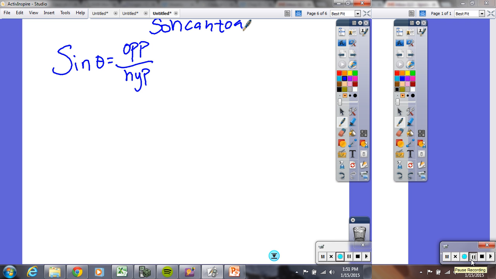Many different ways, just SOHCAHTOA. Sine is opposite over hypotenuse. The CAH is what? Cosine of theta is adjacent over hypotenuse. Please don't call this sin and cos. I will slap you. That is one of my biggest pet peeves.